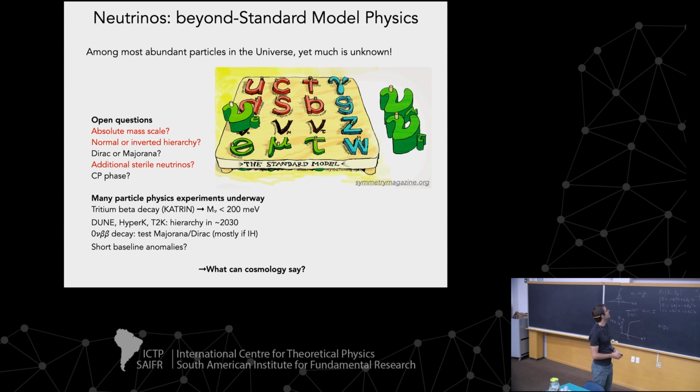So really exciting stuff. Cosmology can tell us about the absolute mass scale, the hierarchy, whether it's normal or inverted, and whether there are additional neutrino species beyond the three that we know, which are the electron neutrino, the mu neutrino, and the tau neutrino.